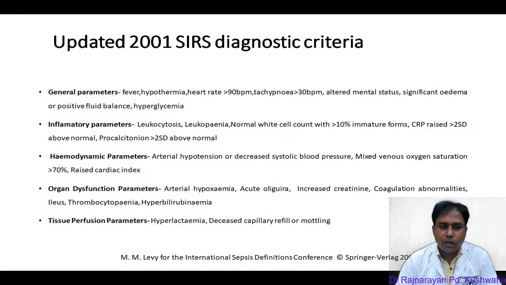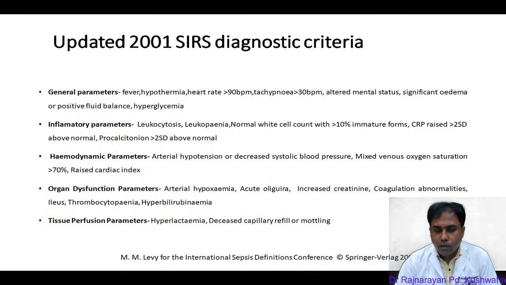Some inflammatory parameters like leukocytosis, leukopenia, normal white blood cell count with more than 10% immature forms, that is, the bands form is more than 10%, and CRP is more than 2 standard deviations above normal, and procalcitonin is more than 2 standard deviations above normal. These are inflammatory parameters. Some hemodynamic parameters are arterial hypotension or decreased systolic blood pressure, mixed venous oxygen saturation more than 70%, or raised cardiac index. These are the hemodynamic parameters that define SIRS.